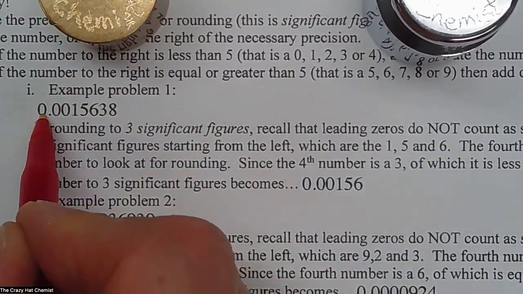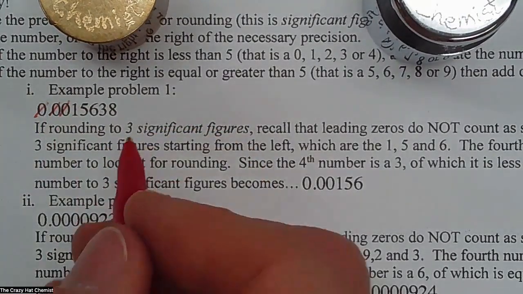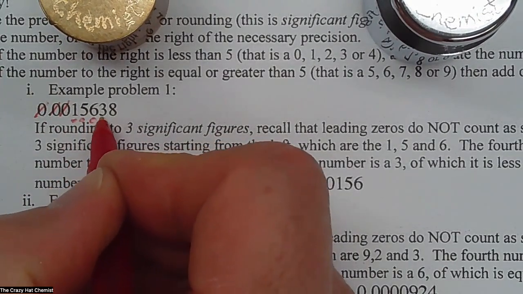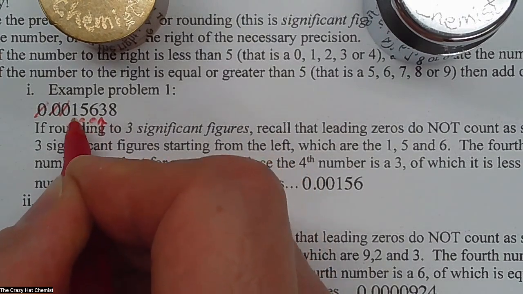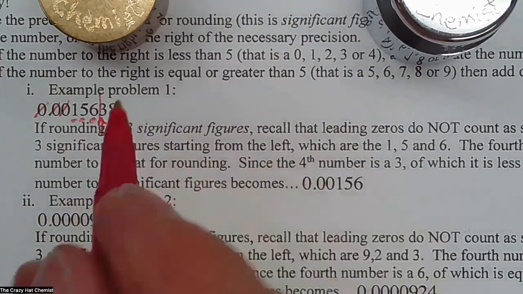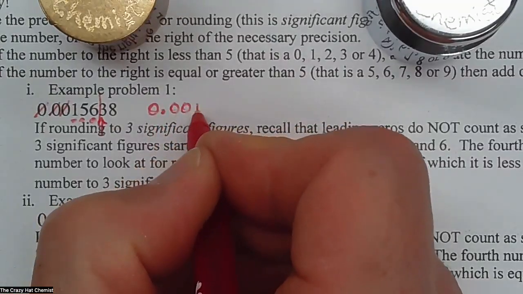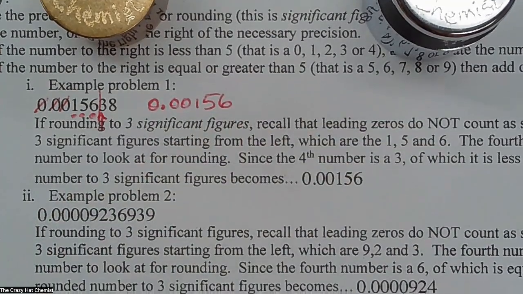All right, so remember that leading zeros do not count. I'm going to find 3 significant figures, 1, 2, and 3. I'm going to use that 3 for rounding. Since that 3 is less than 5, I'm going to chop the number. And then I need to maintain 3 significant figures. So that'd be 0.00156. All right, piece of cake, simple as pie.